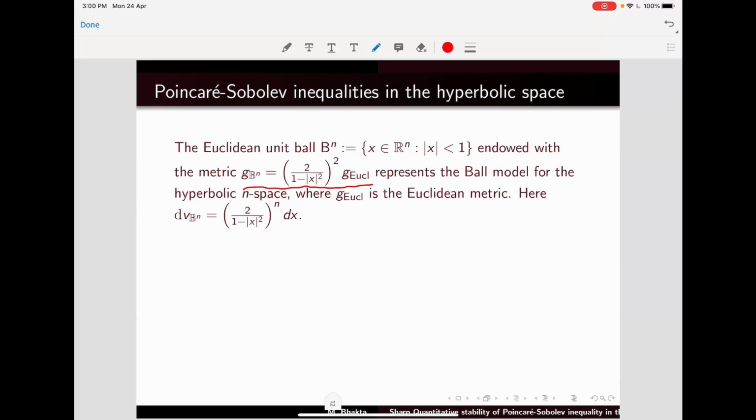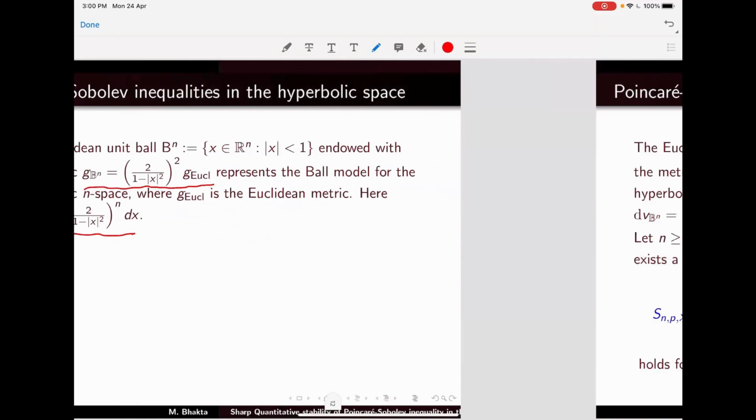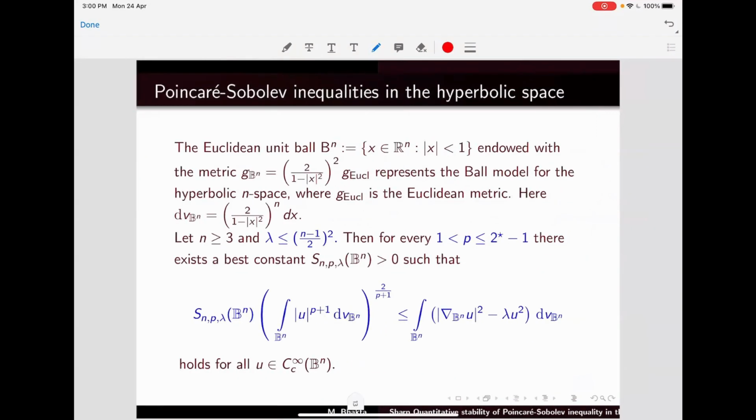Okay, so with this metric, the boundary of this ball actually becomes infinity. Here the volume element will be given by this one. Now there is a Poincare-Sobolev inequality in this space, which states that if you have dimension n greater than or equal to 3, lambda less than or equal to ((n minus 1) by 2) whole square, p strictly greater than 1 and less than or equal to 2 star minus 1, where 2 star is the same 2 star, 2n by n minus 2, then there exists a best Sobolev constant such that this inequality holds for every u in C_c infinity of B^n.